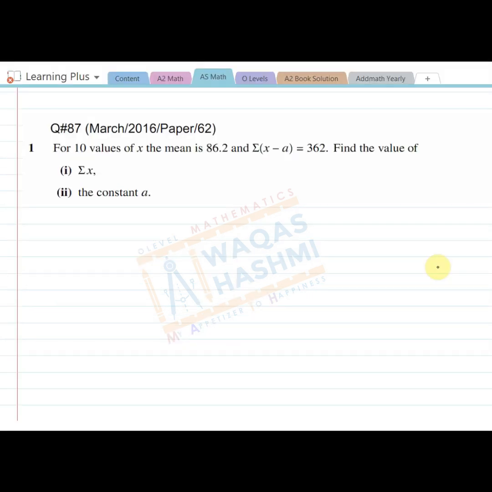Right, it's March 2016 paper 62. The question says for 10 values, meaning you have the value of n as 10. The mean is 86.2, you have the mean 86.2, and summation of x minus a is 362. Find the value of summation of x.